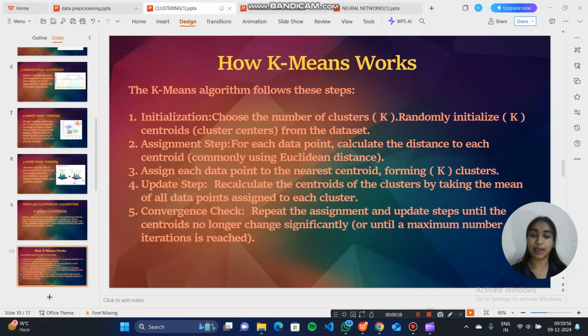Fourth, update step. Recalculate the centroids of the clusters by taking the mean of all data points assigned to each cluster. Fifth, convergence check. Repeat the assignment and update steps until the centroids no longer change significantly.